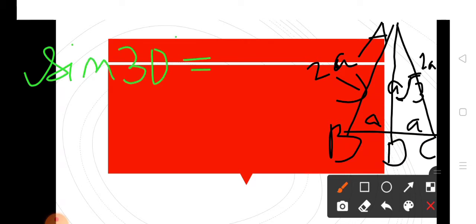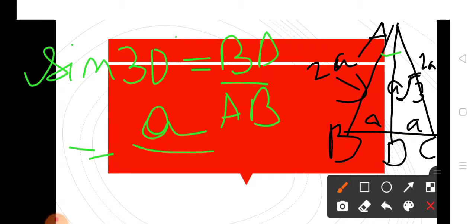Sine of 30 degree. 30 degree is here. This is the 30 degree here. Right. BAD is the 30 degree. Opposite 30 degree को opposite BD भयो. Opposite by hypotenuse. AB is the hypotenuse, opposite BD. के हो? A हो. AB के हो? 2A हो. A gone, 1 by 2 is sine 30 degree. Okay.